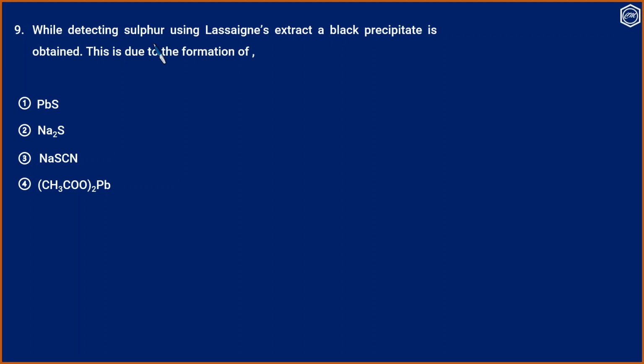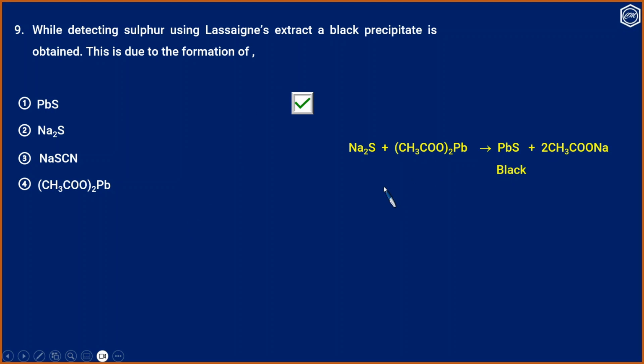When fused with the sodium, we know sulfur will be converted to sodium sulfide. When lead acetate is added to the solution, it produces lead sulfide, and lead sulfide is having a black color. So the answer should be option 1. That is the correct answer. That is sodium sulfide, and this is lead acetate, and lead sulfide is black in color.